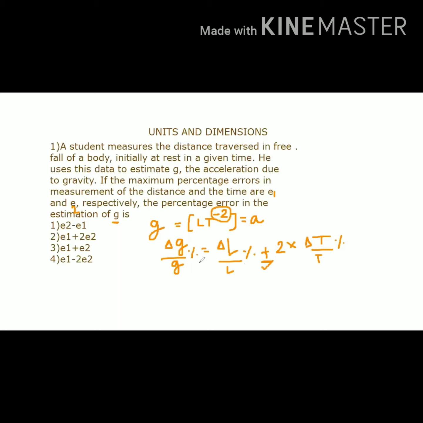So now, it is given in the question that delta L by L percent is E1 and delta T by T is E2. So plus 2 into E2. This was a very simple question from this chapter, which can likely come in the exam, and it was also asked in a previous year. So this question is done and the answer will be option 2. Let's move on to the next question.